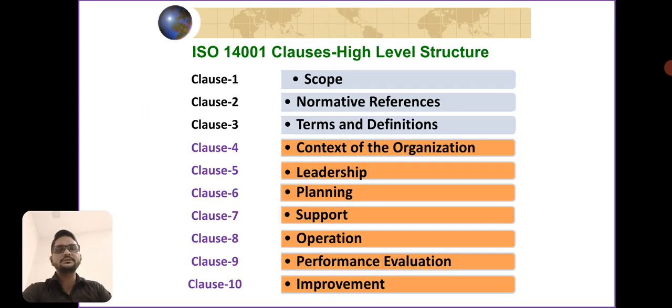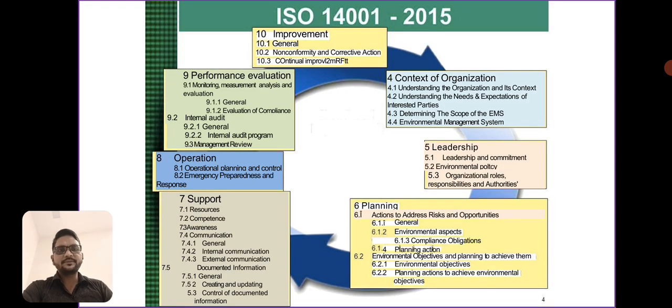Now, what are the clauses of ISO 14001? That is in the high level structure. And what are the clauses? There are a total of 10 clauses. The first clause is scope, second is normative references, third is terms and definitions, fourth is context of the organization, fifth is leadership, sixth is planning, seventh is support, eighth is operation, ninth is performance evaluation, and 10th is improvement. Now, this is the summary of class number 4 to class number 10. In class number 4, context of the organization.